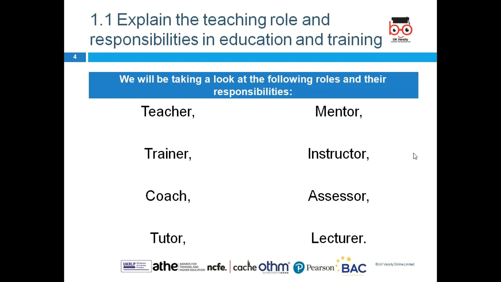So we're going to look at the following roles and the responsibilities, and we've got a section for each one. So we look at teachers, trainers, coach, tutor, mentor, instructor, assessor, and lecturer. Now you'll see that some of these actually interlink. You'll see that there's a lot of roles that sort of mesh into each other.